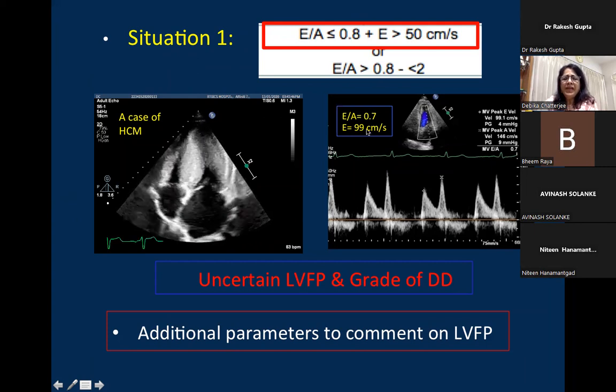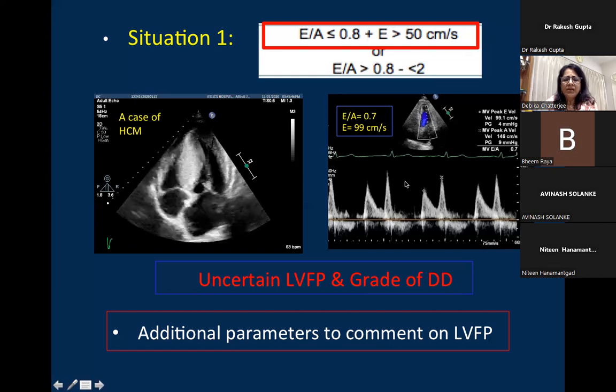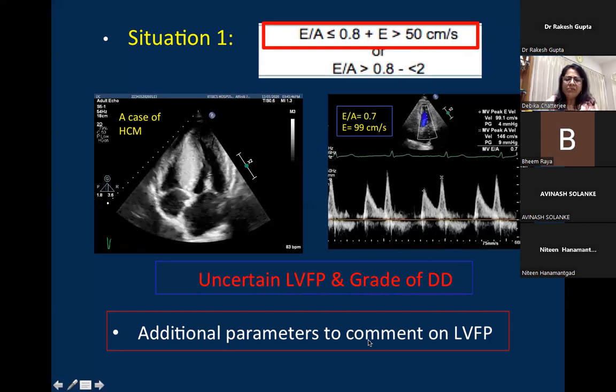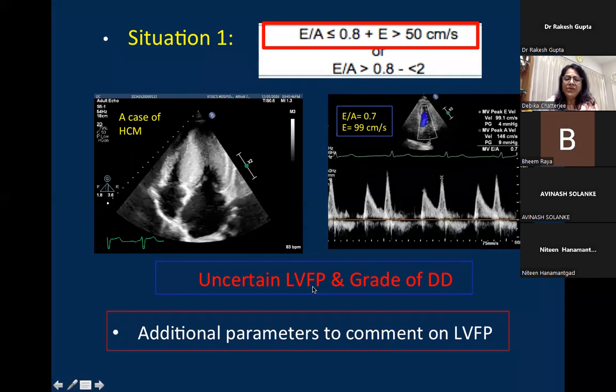E by A is 0.7, so less than 0.8, plus E wave velocity is 99 centimeter per second, so more than 50 centimeter per second. Here we cannot grade the diastolic dysfunction by looking at the EA waves or EA ratio. Here the LV filling pressure is uncertain to comment, and grade of the diastolic dysfunction is uncertain. We need some additional parameters to comment on the LV filling pressure and grade of diastolic dysfunction.